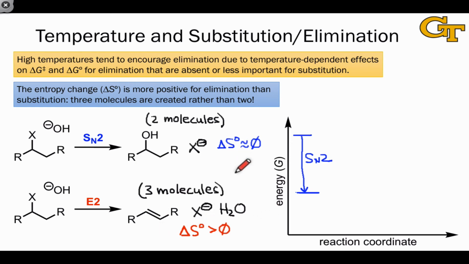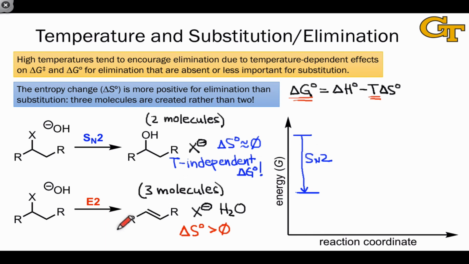What does this mean for delta G for substitution and elimination? Well, remember, the free energy change of a reaction is equal to delta H minus the temperature times delta S. This means that if the entropy change is zero, as it is roughly speaking in the Sn2 case, then what we can say about delta G is that it's temperature independent. However, in the case of the E2 reaction, because the entropy change is positive, increasing the temperature is going to decrease or make more negative delta G.